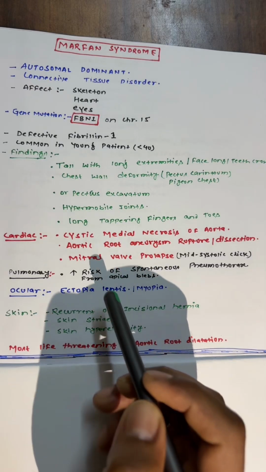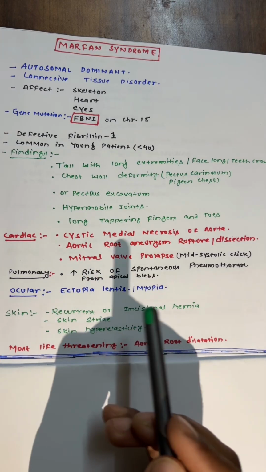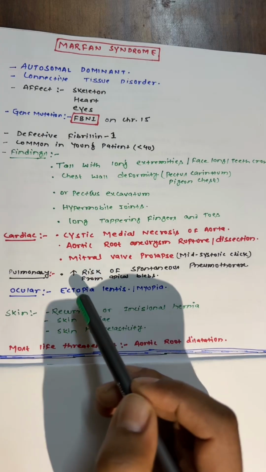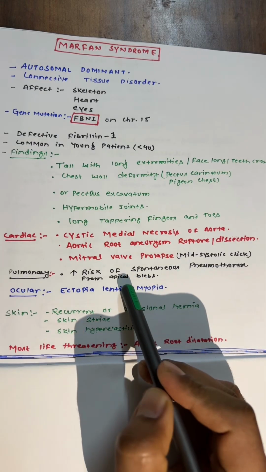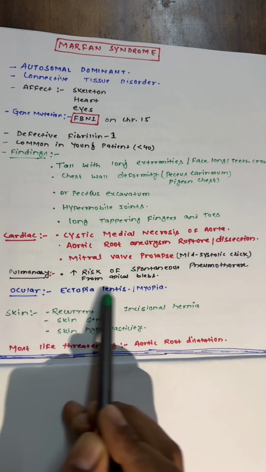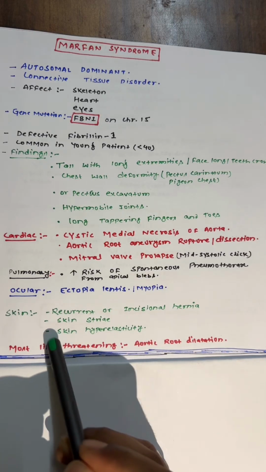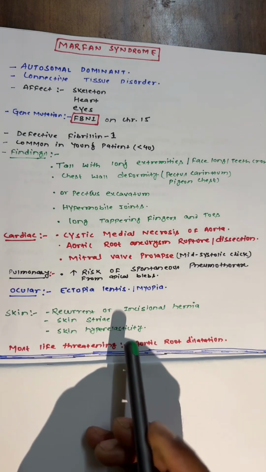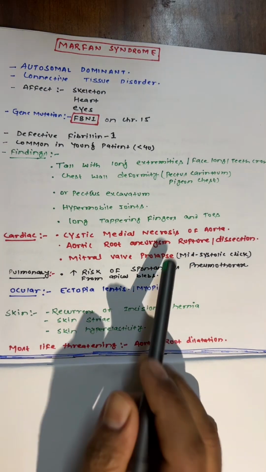Always remember the most life-threatening feature: aortic root dilatation. Now other features. In the pulmonary system, there is increased risk for spontaneous pneumothorax from apical blebs. In the eyes we can see ectopia lentis or myopia. In the skin we can see recurrent or incisional hernia, skin striae and skin hyperelasticity. So always remember the most life-threatening is aortic root dilatation.